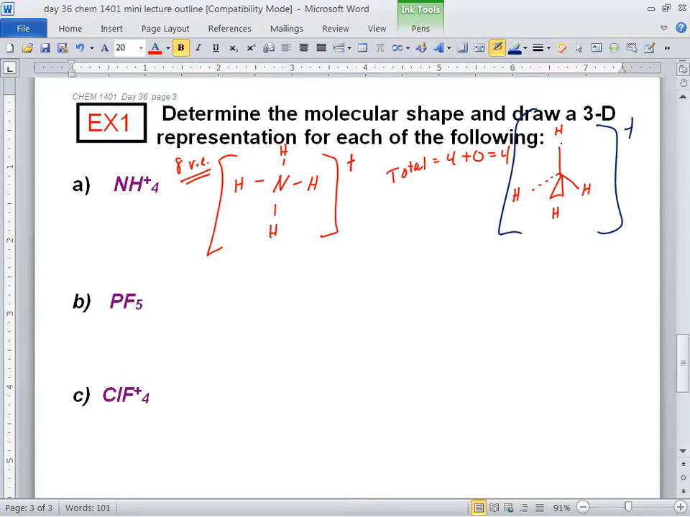So this is Cl, right? Mm-hmm. Okay, good. Try phosphorus pentafluoride.